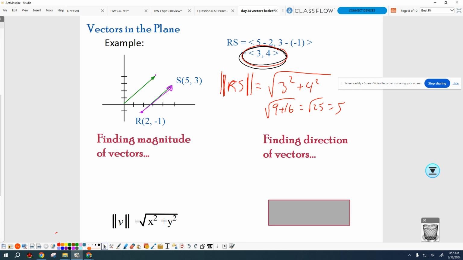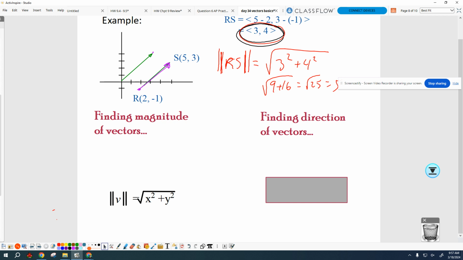Direction is northeast, or do you want angles? Okay. Magnitude, how long is the stick? If your vector is in standard form x, y, it's just the square root of x squared plus y squared.